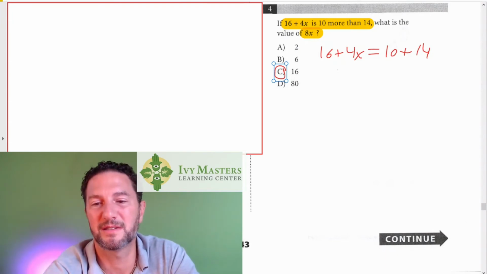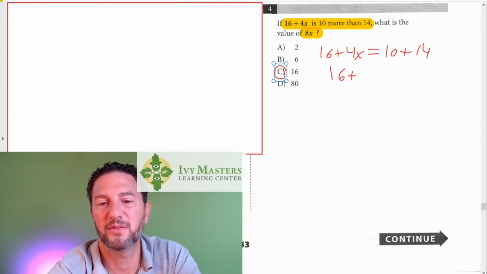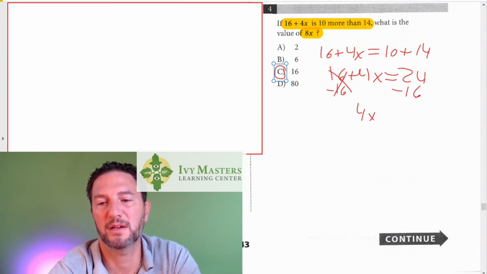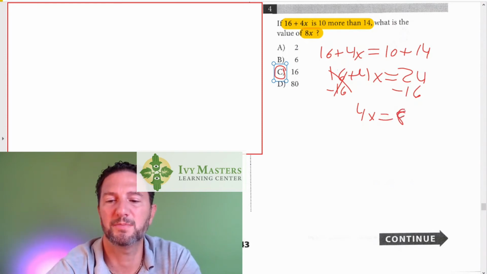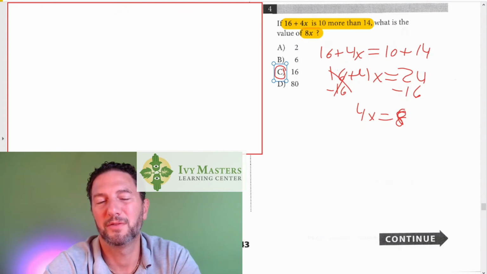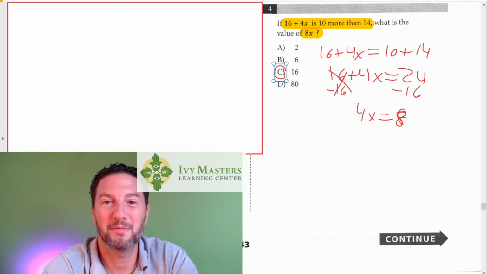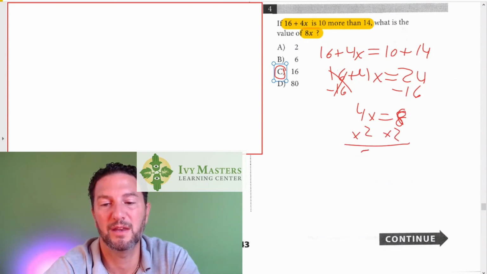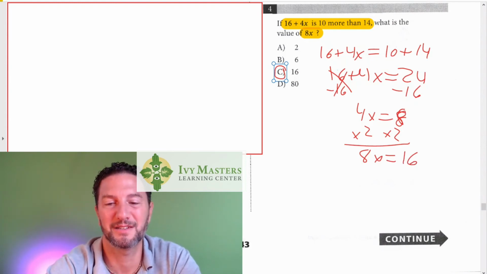Regardless, this is your setup. If we have 16 plus 4x, we could add the right side, equals 24. Subtract 16 from both sides, minus 16, minus 16. This cancels, you get 4x equals 8. Now, at this point, what most students will do is divide both sides by 4. But what I recommend is that you keep in mind what the question's asking. It's asking for 8x. So instead of solving for x, you could just multiply both sides by 2, and what you get is 8x equals 16. So C, in fact, is your correct answer.